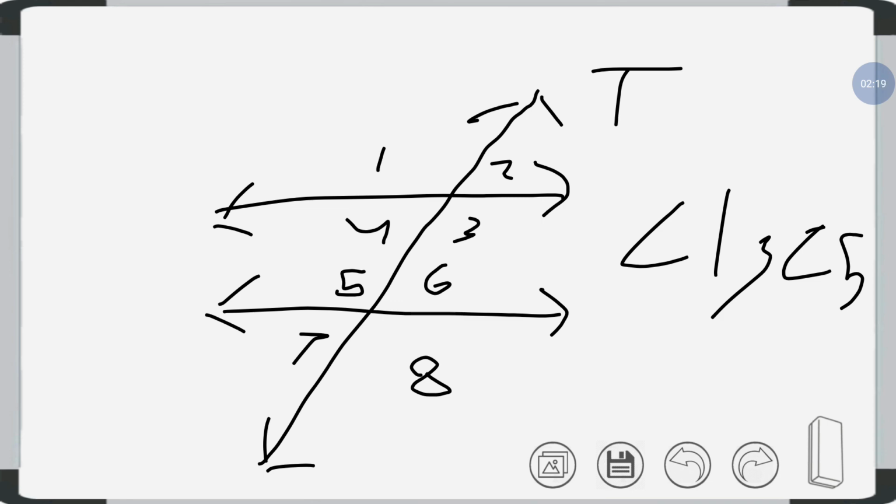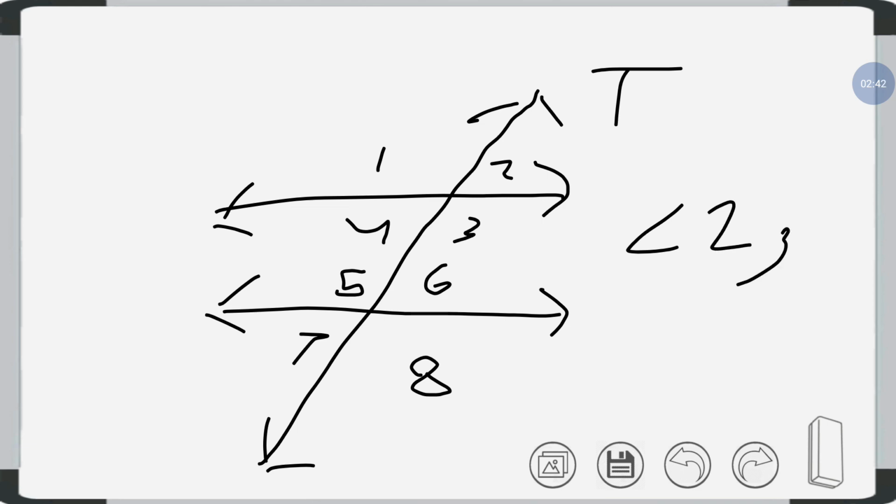Then they should be on the same side of the intersected lines. As you see, angle 1 is at the top of the intersected line, and angle 5 is also at the top of the intersected lines. If we want another example, it's angle 2 and angle 6. As you see, they are both on the right side and on the top. Okay.